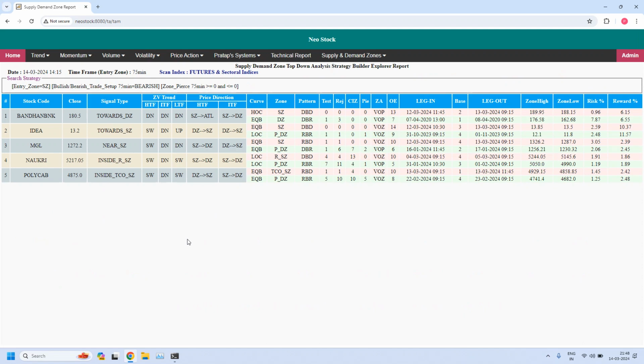We didn't set any other parameters, so you need to analyze. But currently only 2 stocks are not having any test count. That means fresh zones. Idea is fresh zone and the Bandhan Bank is fresh zone. Remaining all supply zones are tested at least once. Few high liquidity zones also there. But anyway, this is the list currently supporting bearish trade setup.